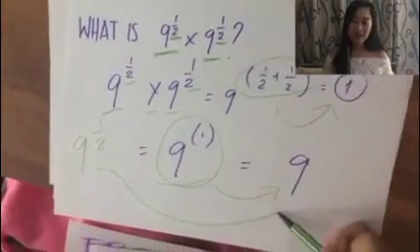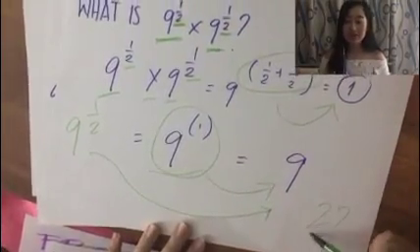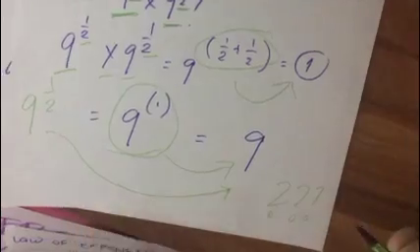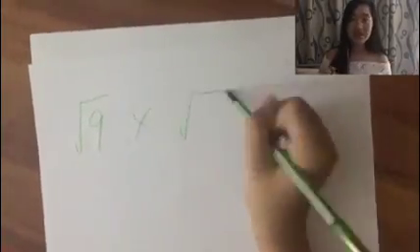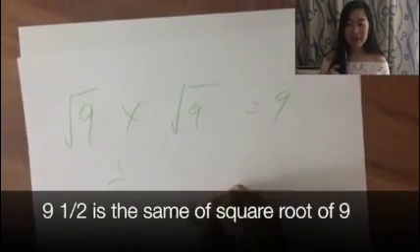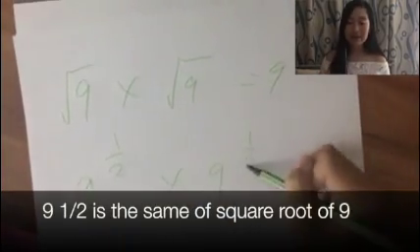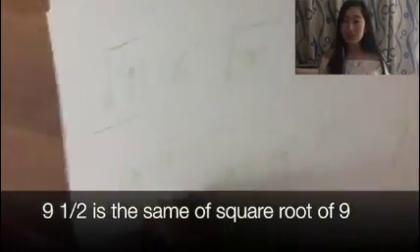What do we call a number that we multiply by itself to give another number? The square root, right? The square root of 9 times the square root of 9 is equal to 9. And 9 to the 1/2 times 9 to the 1/2 is equal to 9. So 9 to the 1/2 is the same as the square root of 9.